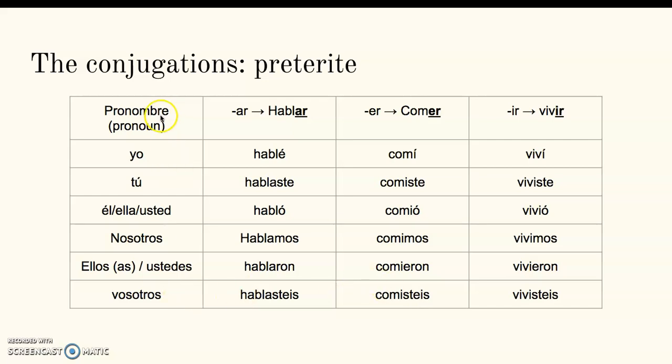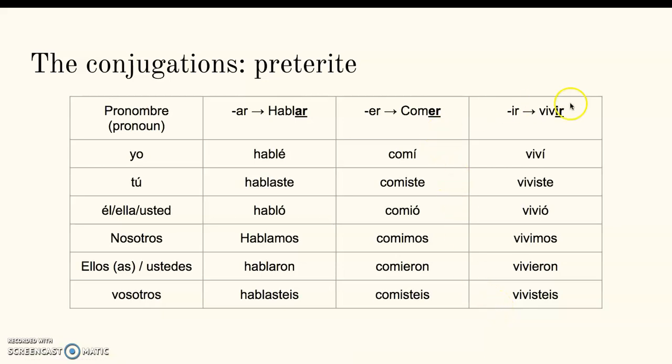So pronombre, which is pronoun, they are listed here, and here's the conjugation. So, yo hablé, tú hablaste, él, ella, usted habló, nosotros hablamos, ellos, ellas, ustedes hablaron, vosotros, and then we can kind of ignore this vosotros section unless you're studying in Spain.